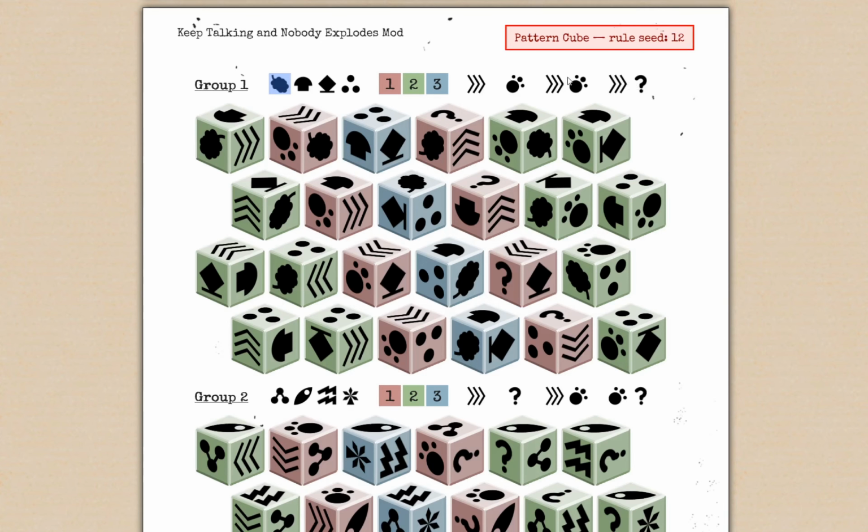And this arrangement here shows you what combinations are possible. So in group 1, you might have the triple arrow and the question mark, or the triple arrow and the paw print, but you will not have the paw print and the question mark, for example. So let's say you have the raspberry, the triple arrow, and the paw print. Now, since you have one of the symbols on the left, we are looking for a red cube. That is what the 1 in red means here.